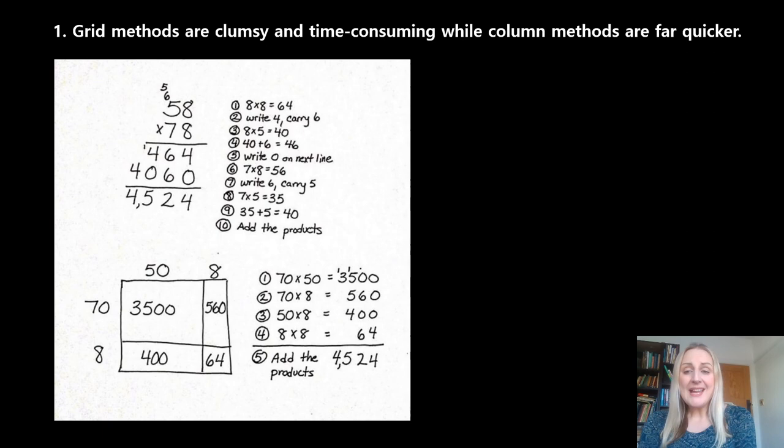Now, I haven't seen any evidence that column methods are significantly more efficient than grid methods. There are definitely pros and cons of each method, and I don't want anyone thinking that I am a big fan of grid and I hate the column method, because actually I did the column method at school. It's the default method for me because that's what I was taught and that's what I've used for my whole life. I'm not anti-column method, but I would like to see some research evidence that it is significantly quicker. Perhaps that evidence exists. I haven't come across it.